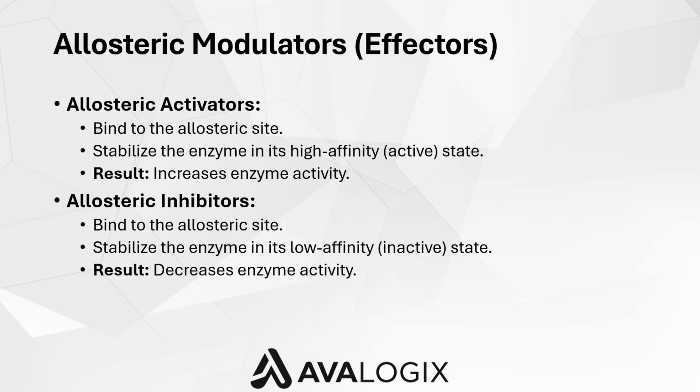It's important to note how this differs from competitive inhibition. A competitive inhibitor literally blocks the active site. An allosteric inhibitor simply changes the active site's shape so that the substrate can no longer bind efficiently. This nuance is why allosteric regulation is such a powerful tool in cellular metabolism.